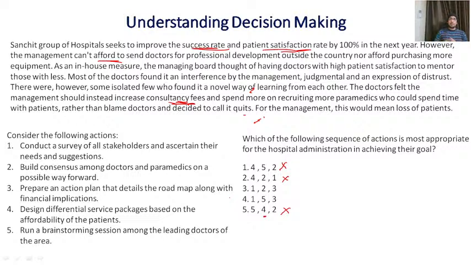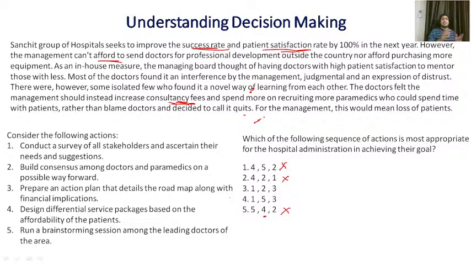Run a brainstorming session among the leading doctors of the area. Option number 5 says that you choose some of the doctors and run a brainstorming session with them. Try to understand what the fifth statement says. You are again trying to create a bias, right? This proposal will again not be accepted. Why? Because doctors were feeling a sense of bias, a sense of differentiation. And if you choose only some of the leading doctors and discuss the proposal only with them, how would it solve the problem occurring to the lower people, right? So 5 does not look correct to me. So option number 3 is the only option.